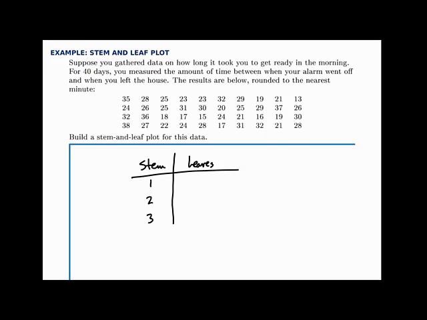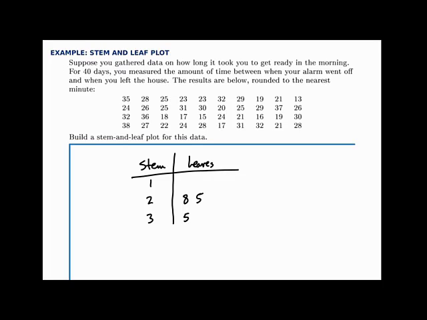And now we'll go through, and for each value, we'll place that leaf in the correct category. So the first value is 35, so we'll put a 5 under the leaves category in the third row. Then for 28, we'll put an 8 here. Then 25, we'll put a 5 here.